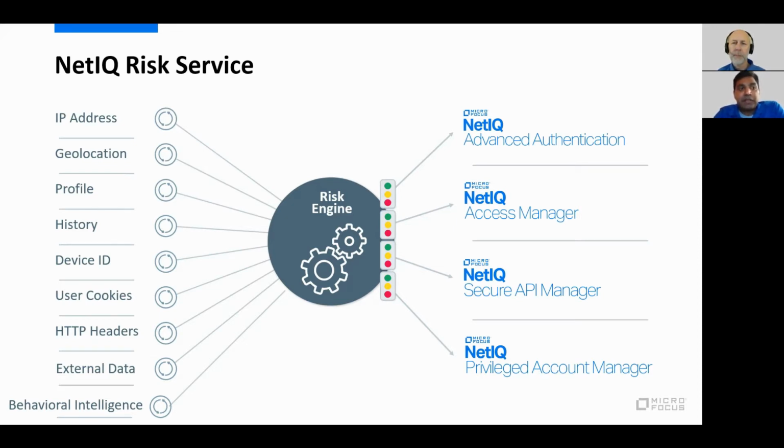This information is used by a series of NetIQ Identity and Access Management products, including Advanced Authentication, Access Manager, API Manager, and Privilege Account Manager for deciding whether to allow the user to access the system, whether to enforce multi-factor authentication, or whether to provide a privilege control for the user. So Risk Service is a common service that provides these capabilities, and we have 4 integrated products at this point of time. We will have additional products that will be integrated with Risk Service down the line.